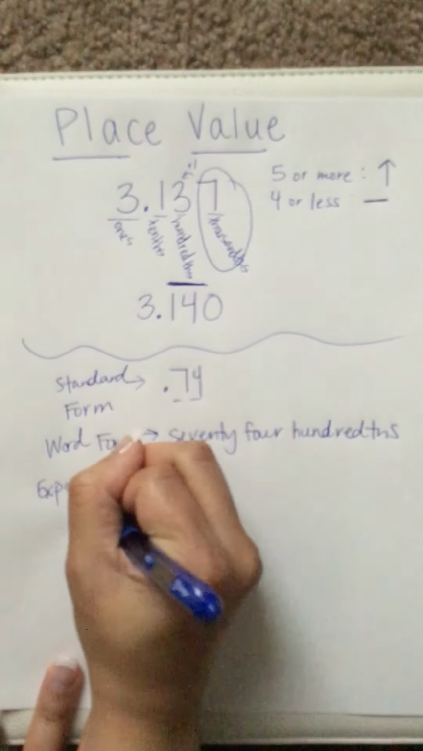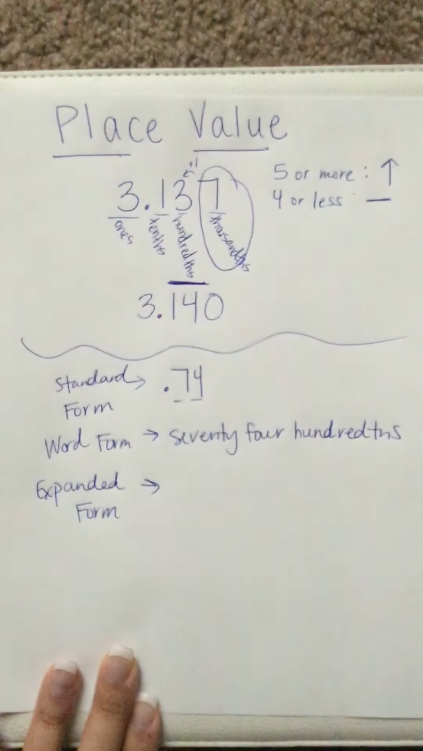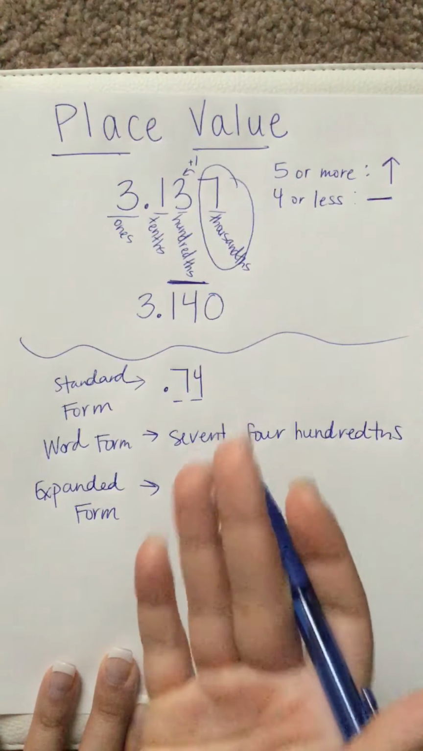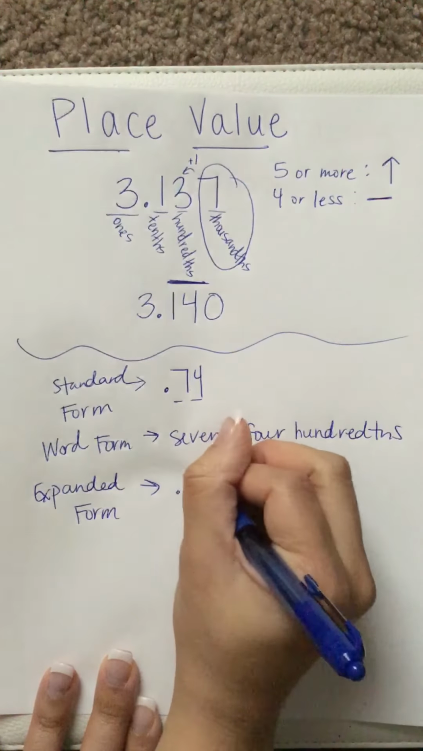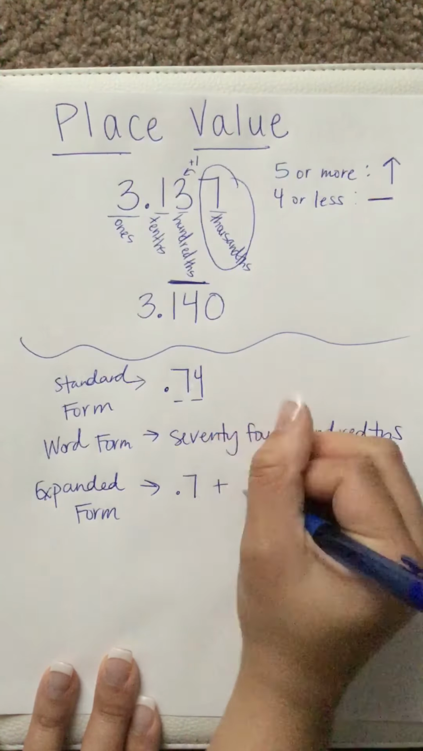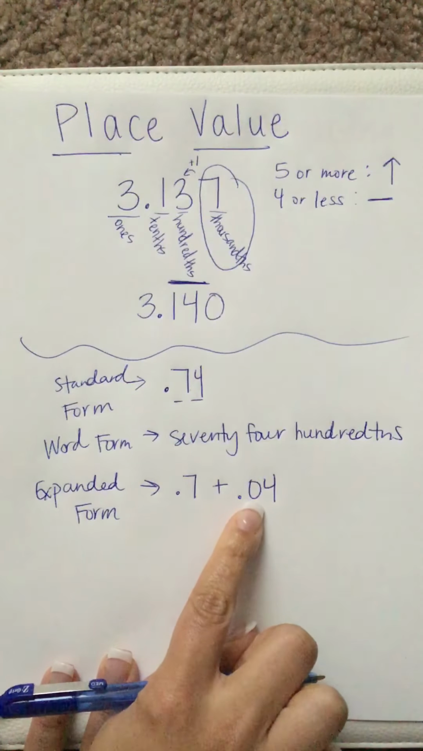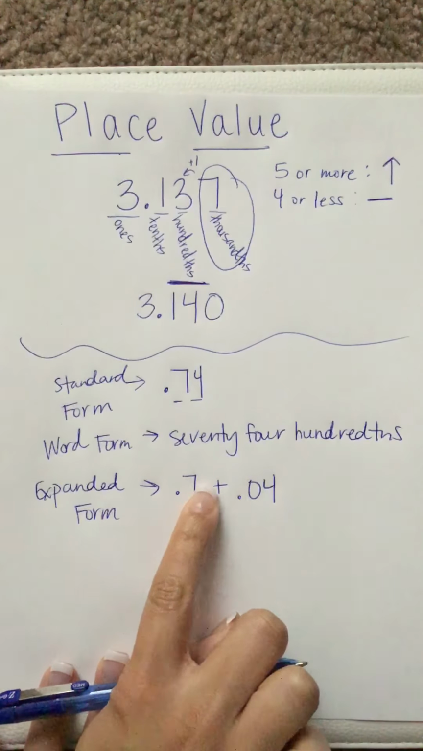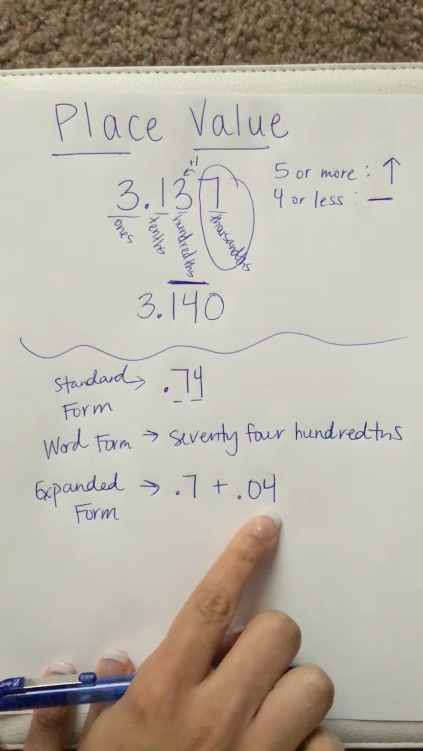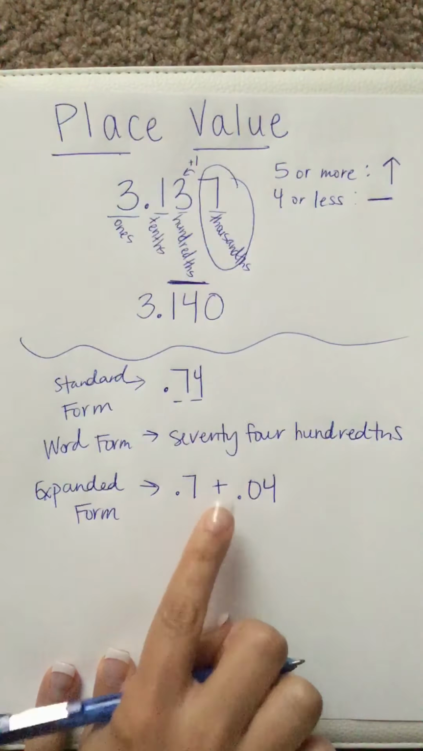Expanded form, you separate your number by place value. So we have 7/10 plus 4 hundredths. And you just put a 0 in the place of the number in front of it because we're just writing our 4 hundredths right now and we don't need our 7/10 because we separated it.